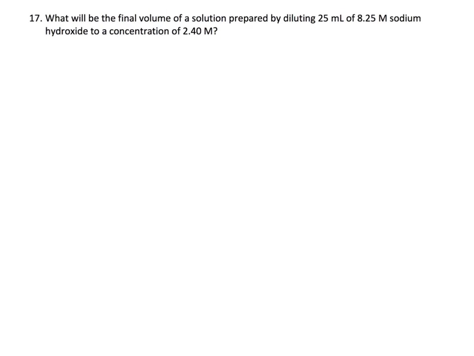17. What will the final volume of a solution prepared by diluting 25 mLs of 8.25 molar sodium hydroxide to a final concentration of 2.40 molar? So we're going to use the equation here. This is a dilution question. C1V1 equals C2V2. And this is giving us what the initial volume is. And it gives us the initial concentration. And it tells us what the concentration final is going to be. And what we need to do is figure out the final volume.